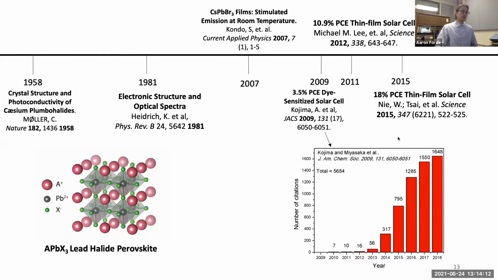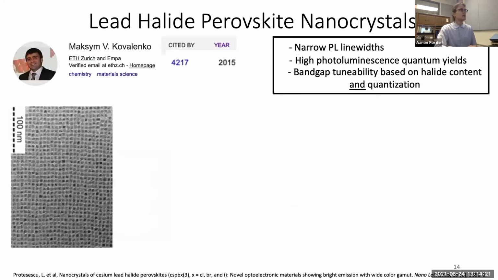So initially in the solar cell community, these became popular, and then that also motivated people to try to make various nanomaterials out of these. And in 2015 was the first publication of lead halide perovskite nanocrystals, which are shown on the left, which are these little cubes. So they're physically realized particles in a box.